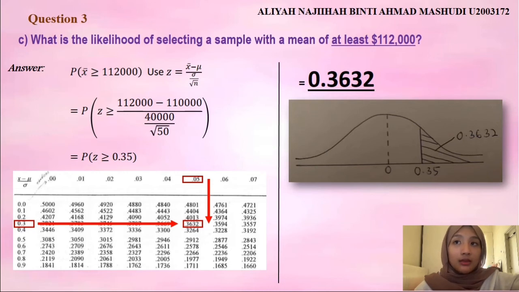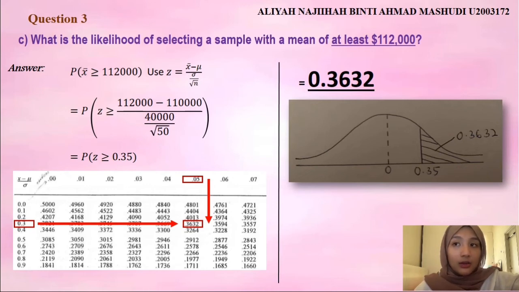P(x̄ ≥ 112,000). By using the Z formula, which is sample mean minus mean over standard deviation over square root of sample size, we can substitute all the values from the question into the formula, which is 112,000 sample mean minus 110,000 mean over 40,000 standard deviation over square root 50 sample size. We can calculate the answer using a calculator and then we get P(Z ≥ 0.35).